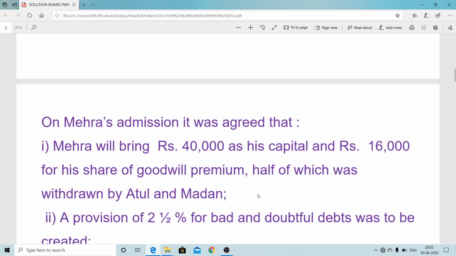So when withdrawn, the third entry will be old partner's capital account debit to cash or bank account. So ultimately for this 16,000 there are 3 entries. First, for the amount of goodwill brought, bank to PGW. Second, for distribution, PGW to old partners' capital within brackets sacrificing ratio. Third entry: old partners' capital, meaning Atul capital account debit, Madun capital account debit, to cash or bank account.